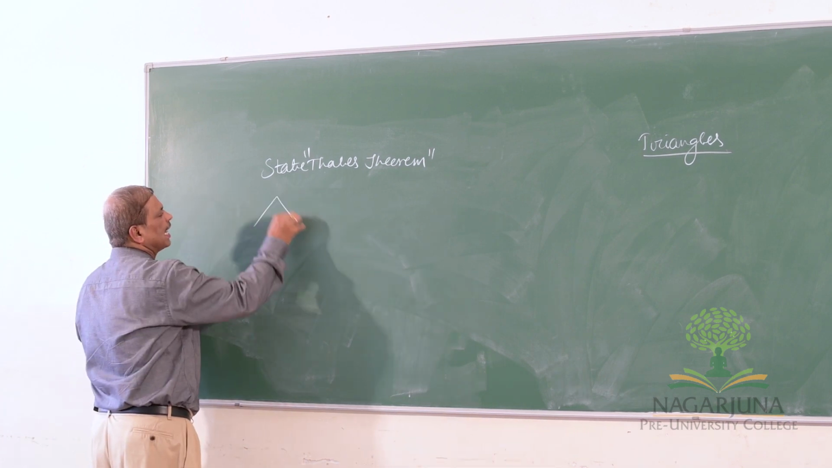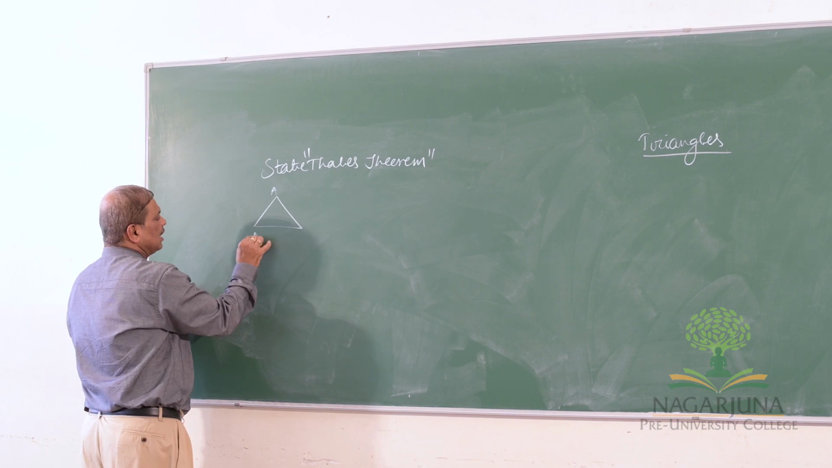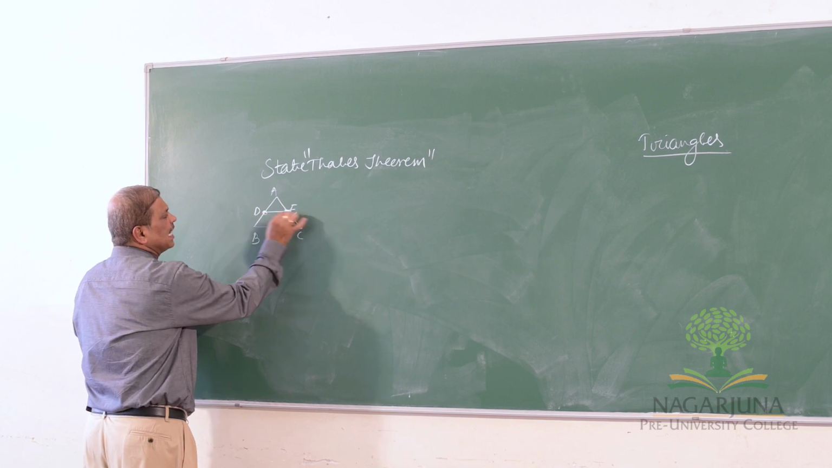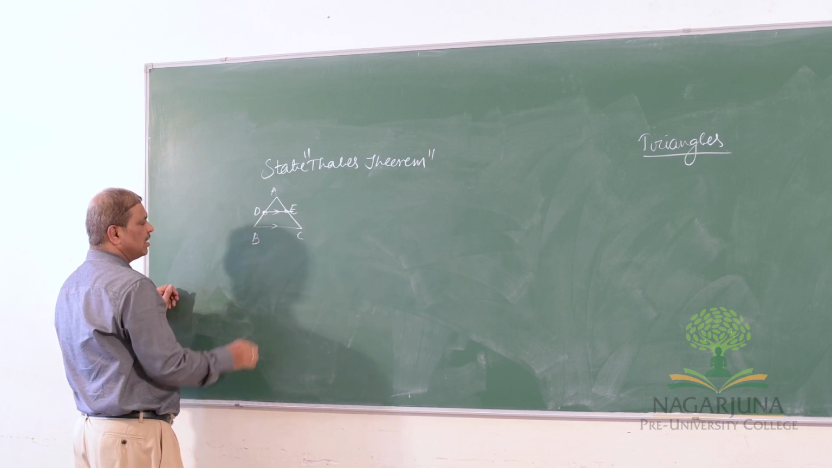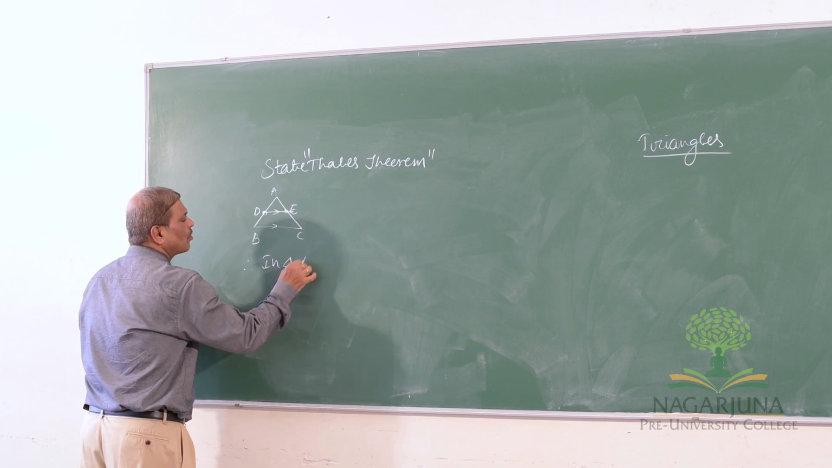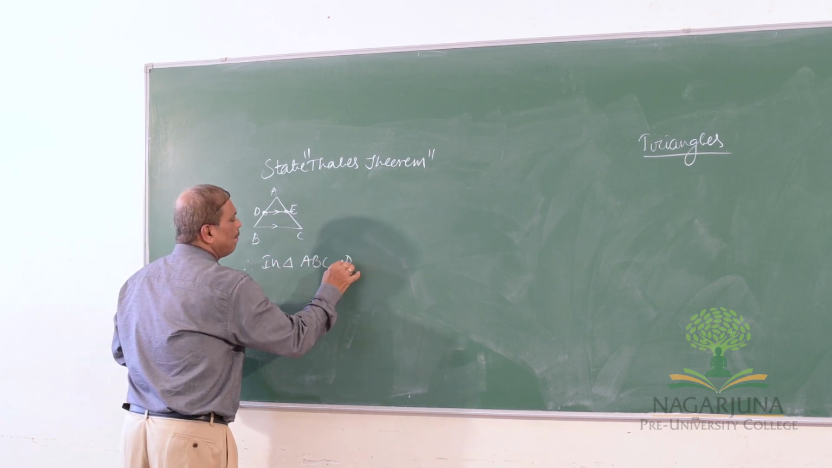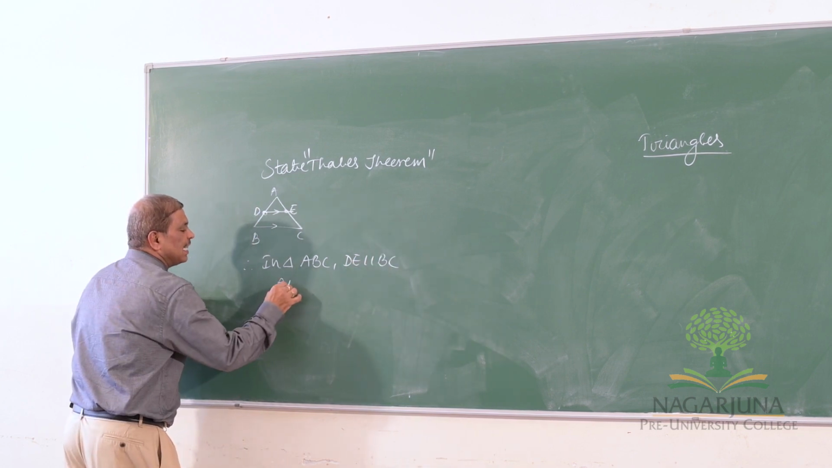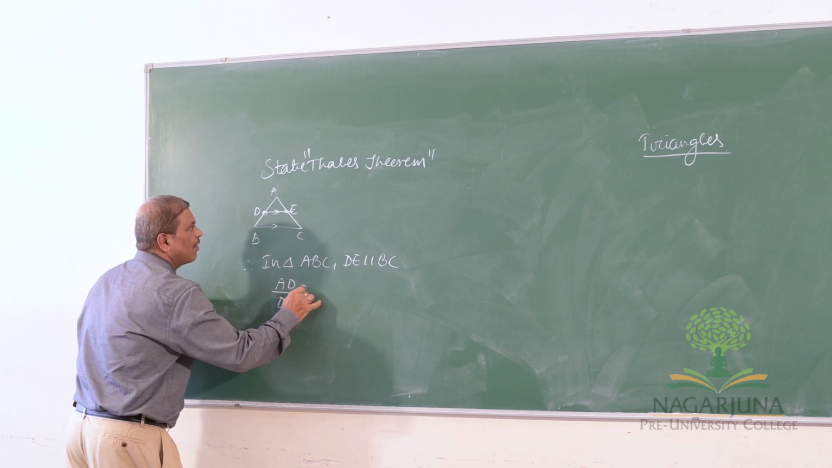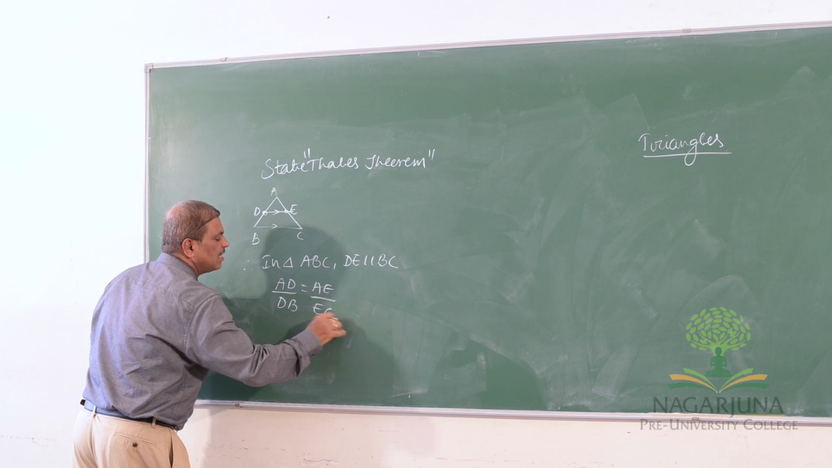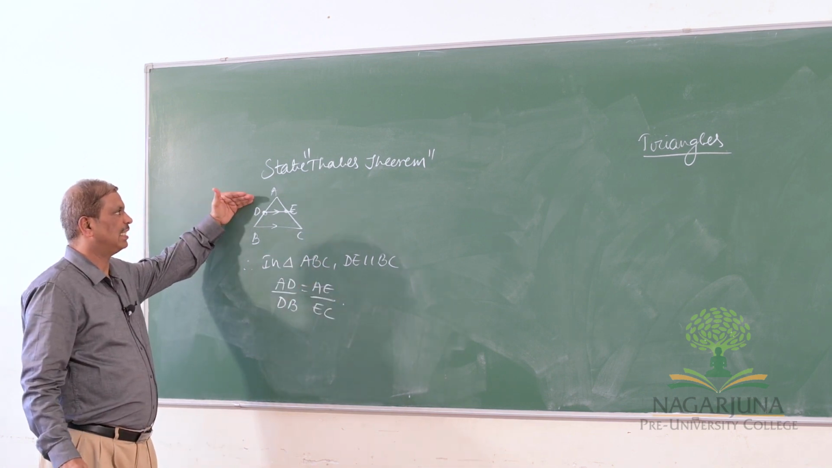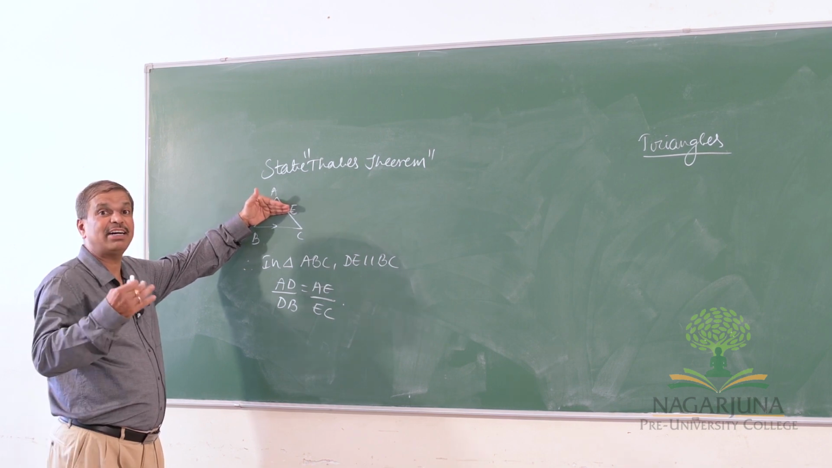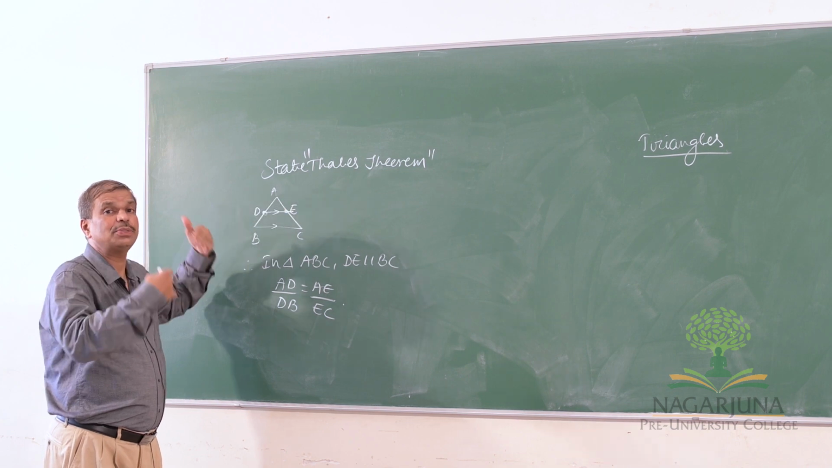First, do one thing. Write triangle ABC. Then D is the midpoint of AB and E is the midpoint of AC. DE is parallel to BC. Therefore, in triangle ABC, DE parallel to BC divides AB and AC in the ratio AD by DB equals AE by EC. This we call Thales theorem. What is Thales theorem? A straight line drawn parallel to any one side of a triangle divides the other two sides proportionally.